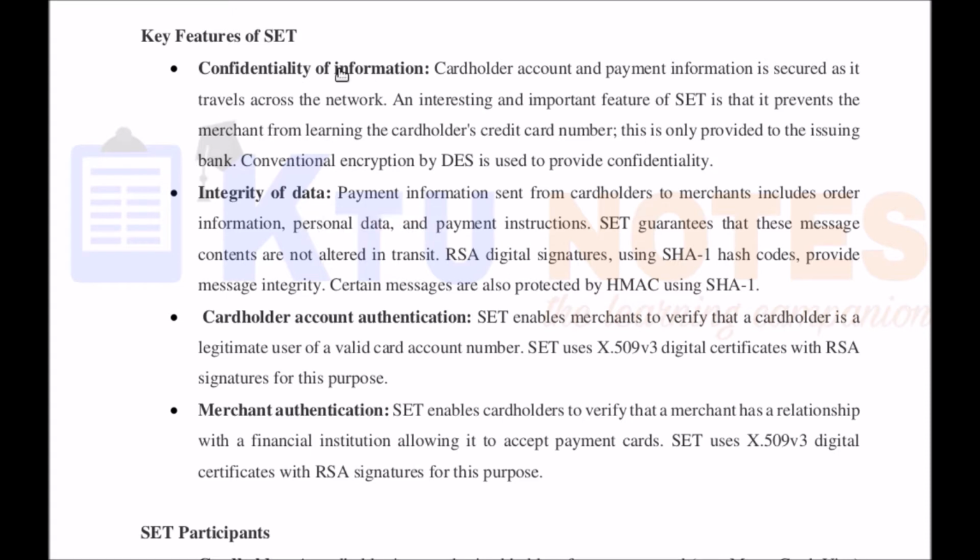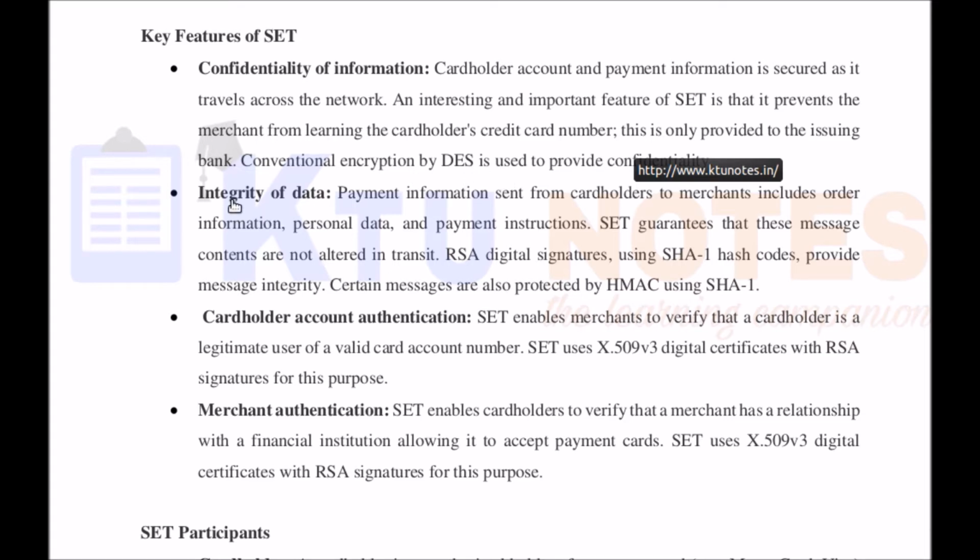First is confidentiality of information. Whenever I purchase an item from a merchant using my credit card in an online mode, what I expect is that the merchant should not know my credit card number. Also, the bank should not know what I purchased from the merchant. Secure electronic transaction provides the confidentiality. It prevents the merchant from learning the credit card holder's number. This item is only provided to the issuing bank. This is implemented using conventional encryption by DES.